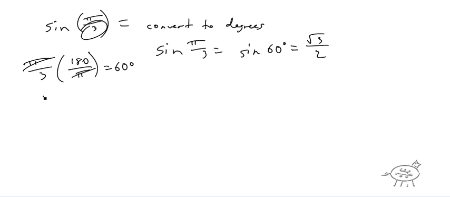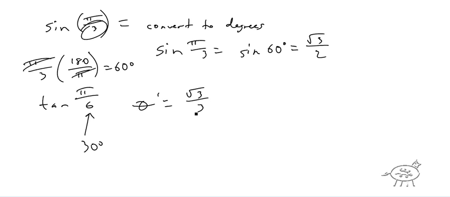Here's another one for you. Tangent of pi over 6. That's 30 degrees. And we know the 3's rule there. So isn't the answer root 3 over 3? And since I'm in the first quadrant, isn't that my answer then? Not too bad, right?